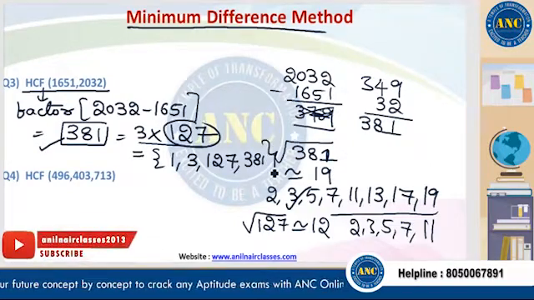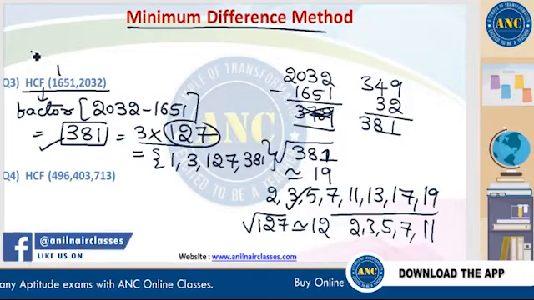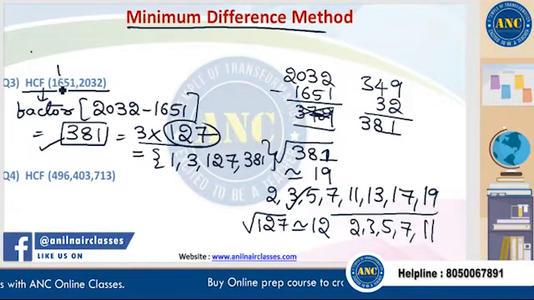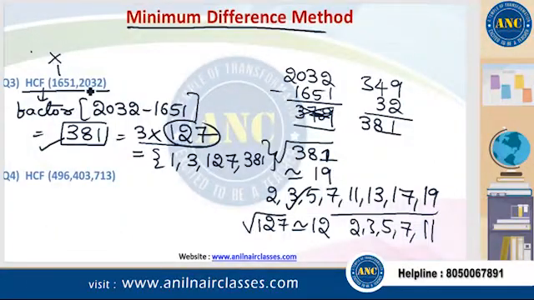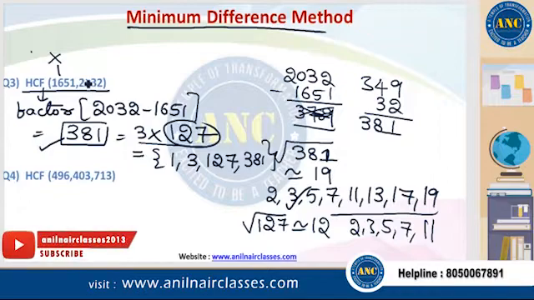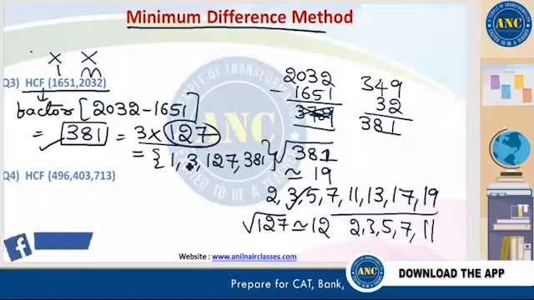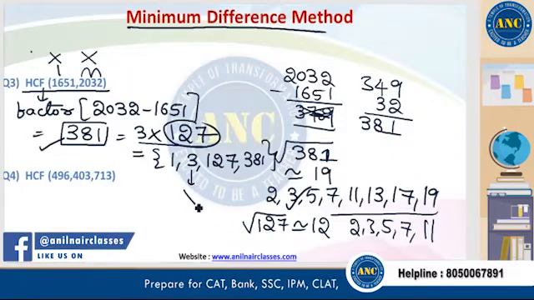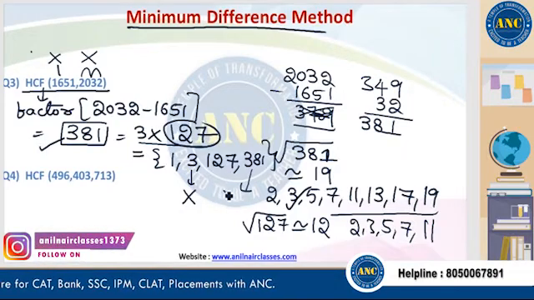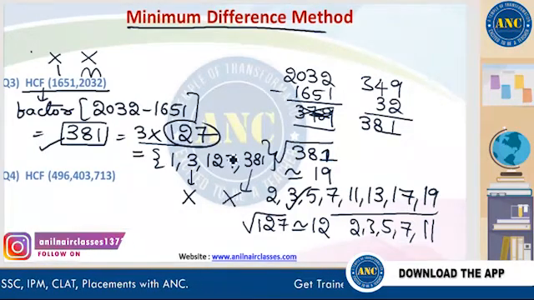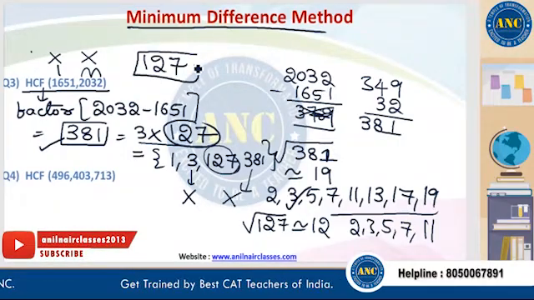Now check divisibility by 3. 1651: 1 plus 6 is 7, 7 plus 5 is 12, 12 plus 1 is 13. This is not divisible by 3. 2032: 2 plus 3 is 5, 5 plus 2 is 7. 7 is not divisible by 3. If the numbers are not divisible by 3, they cannot be divisible by 381. So the answer for this question is 127. I hope the idea is clear.